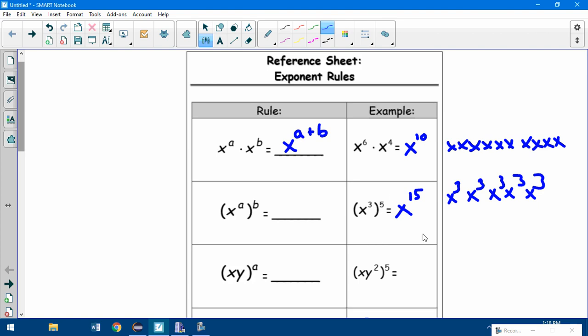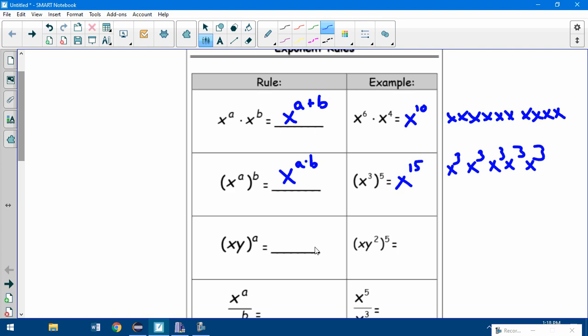But it looks a little bit annoying if we have to write it out like this every time. So what could I have really just done with the 3 and the 5? Well, adding 3 five times is the same as multiplying. So the rule is when you have an exponent raised to another exponent, you multiply them. So this is x to the a times b power.